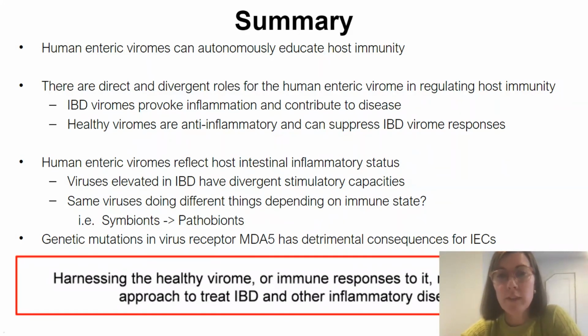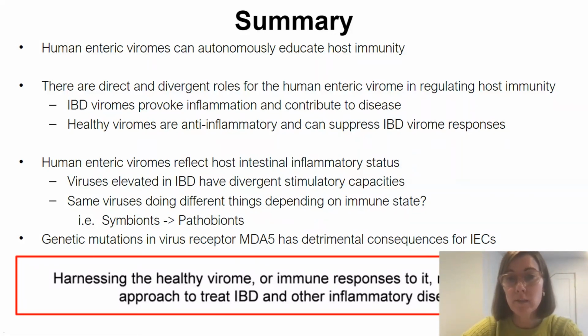So I think collectively our work really does show that the virome is not ignored. The healthy virome certainly is not ignored, and in a similar way to the microbiome actually works to educate our immune system and keep our intestine in a healthy state by provoking these anti-inflammatory pro-survival pathways. And it can do that autonomously to the microbiome. And in contrast, the IBD virome very much provokes inflammation.